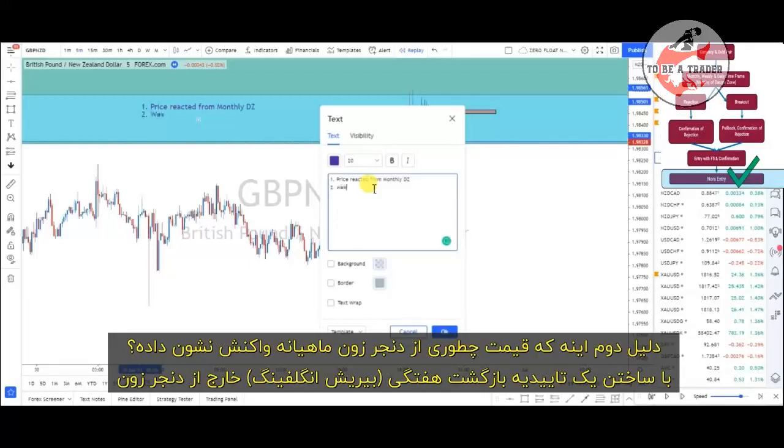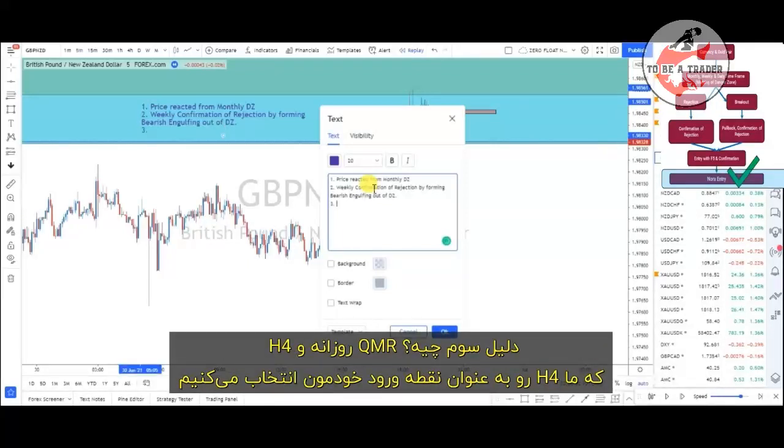This is the weekly confirmation of rejection by forming bearish engulfing outside of danger zone. Okay. So third, what is it? The daily and H4 QMR, but we will choose H4 QMR as our entry point.